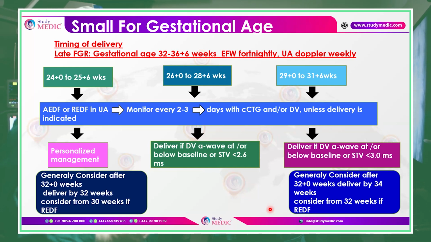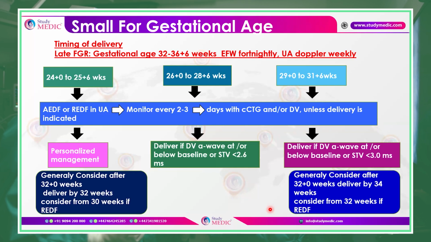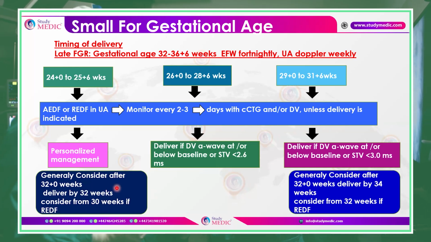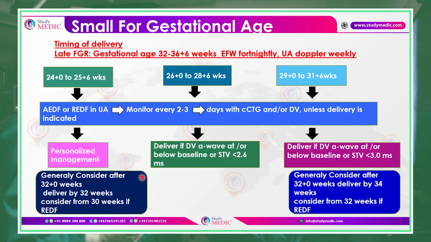That is the abnormality in the ductus venosus Doppler. To time delivery, we are actually using ductus venosus Doppler, so personalized management would be there for the patient. Generally, we consider delivery at 32 weeks, but it can be considered at 30 weeks if there is reverse end diastolic flow. Back pulling is very dangerous, so always remember that, then you have to plan delivery.